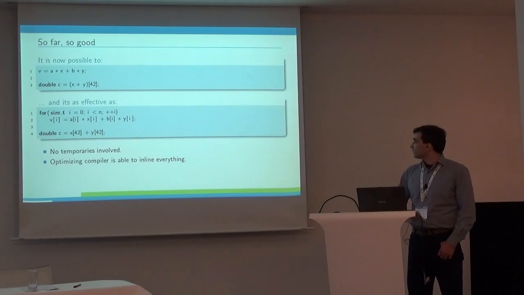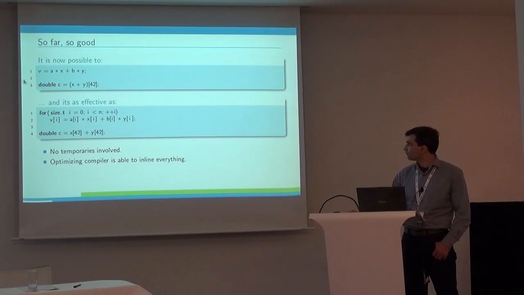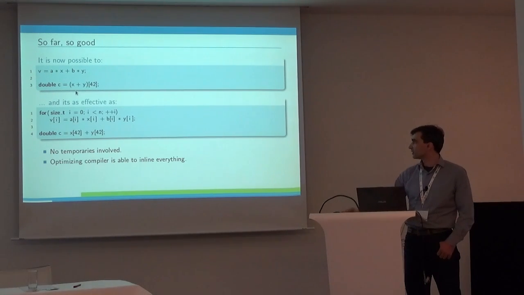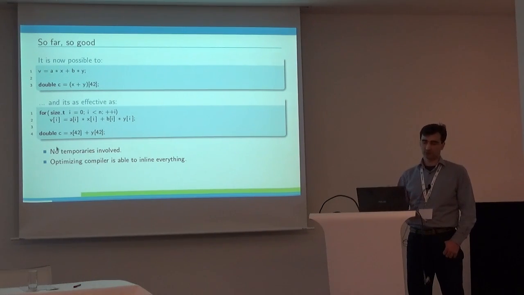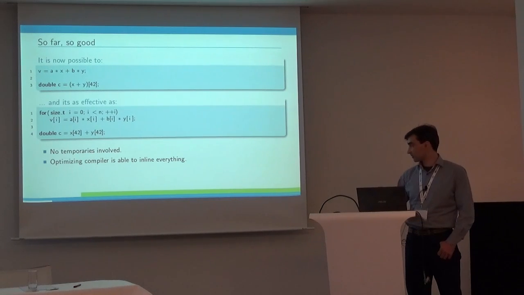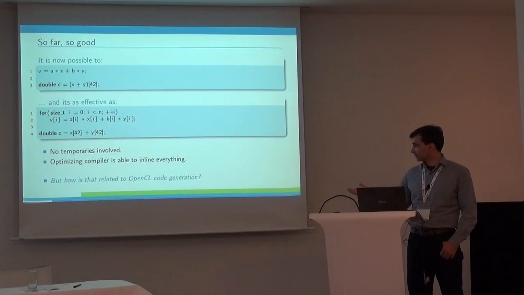Okay. So far so good. So now you should understand what expression templates are. So we are now able to write expressions like this, and this should be as effective as manually written code. Okay. So there are no temporaries, and since the optimizing compiler walks the tree at compile time, it can inline everything for you, and it's very effective. But how is that related to OpenCL code generation, right?